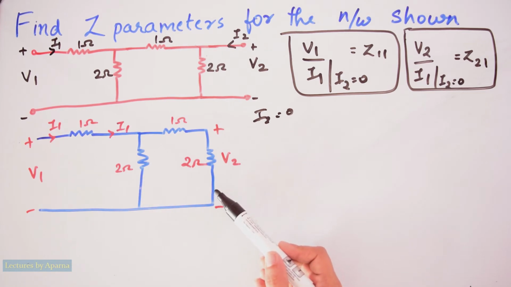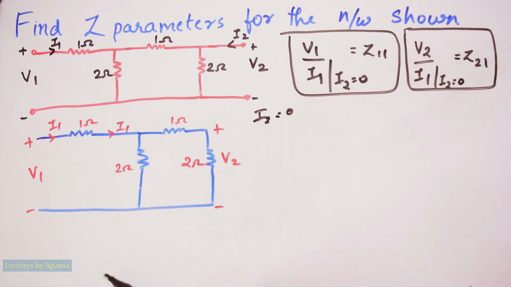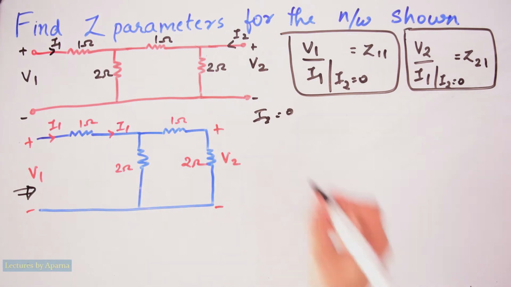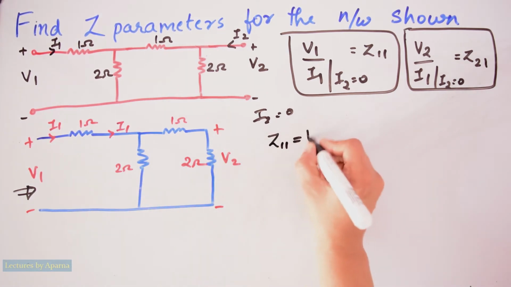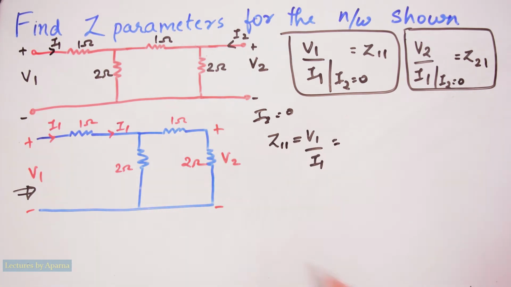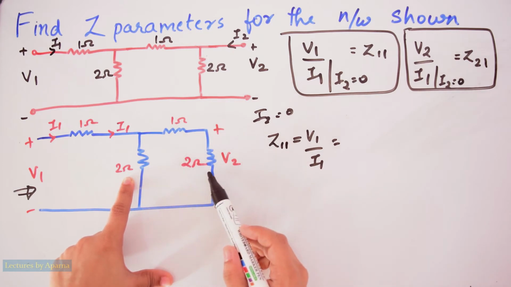So now we have to find Z11. Z11 is equal to V1 by I1. So we have to find the effective impedance by looking from this side. So Z11 is equal to V1 by I1 is equal to this 2 ohm and this 1 plus 2, it will make 3 ohm.